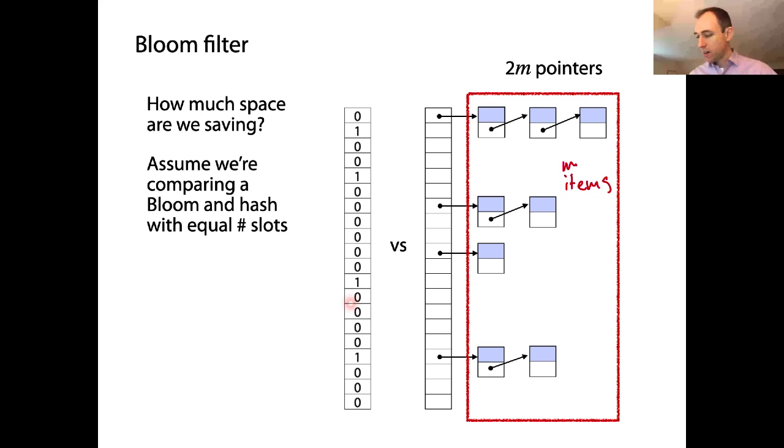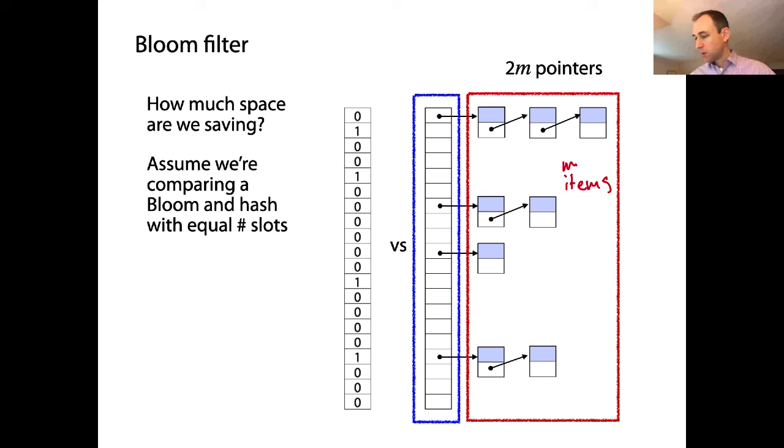Then what do I have here in my array of buckets? Well, I've got n pointers, right? Where n is the number of buckets, as usual. Okay, so what do I have in total in my hash set representation? Again, assuming that a key takes about 1 pointer's worth of space, I've got 2m pointers here and n pointers here. Now, what do I have in the Bloom filter? I have n bits. That's it.